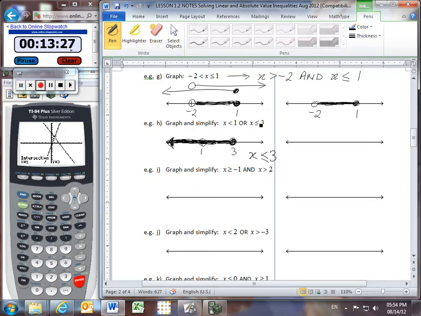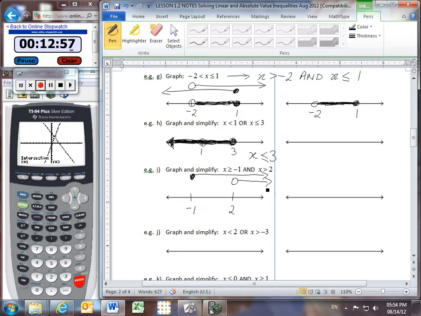Let's do part I. Now we've got an AND situation, so I'm going to graph above the number line each independent inequality, and then I'll look for the region of overlap. So we'll start with x greater than or equal to -1, and x is greater than 2. Oops. Darn, let's undo that, sorry. Above the number line, so we're at 2, strictly greater than.